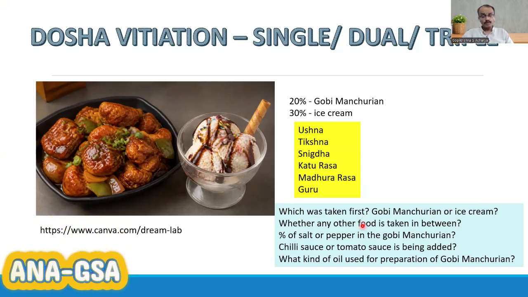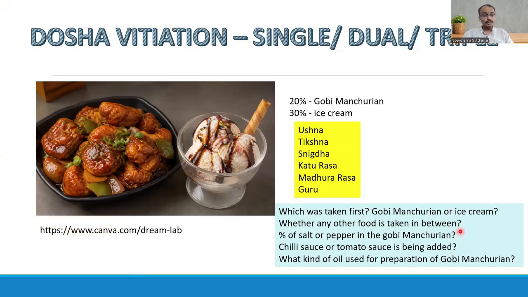Or any other food is being taken in between. If the person is going to consume dadhi or lassi, then we are going to expect kapha dosha increase. And regarding the percentage of salt and pepper in the gobi Manchurian, if the salt is very mild, then pitta dosha increase may be milder. If the salt is being taken to a larger extent, then that may lead to pitta dosha vitiation to a maximum extent.